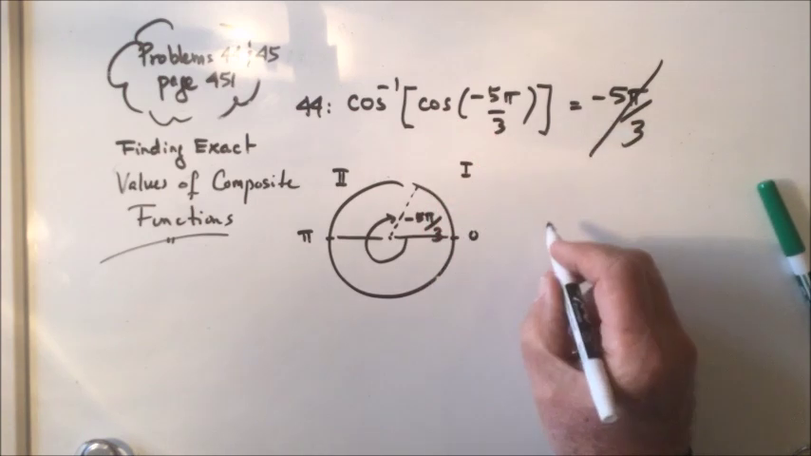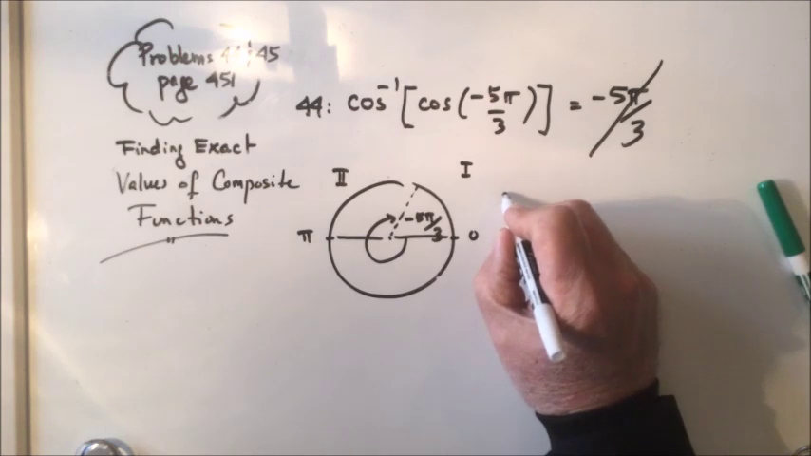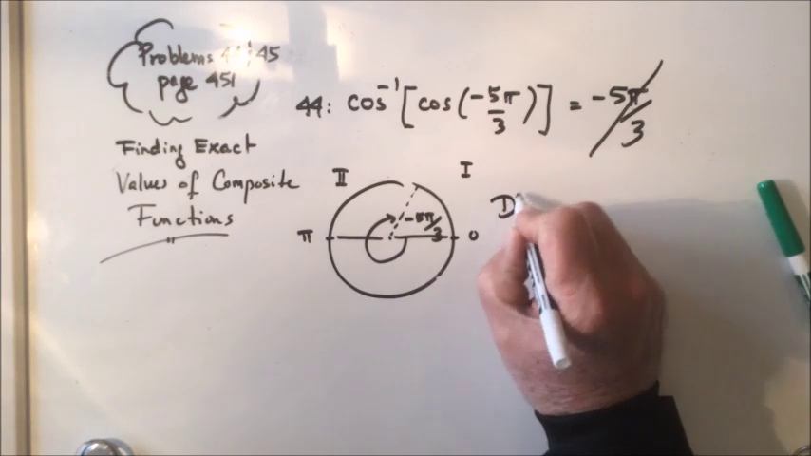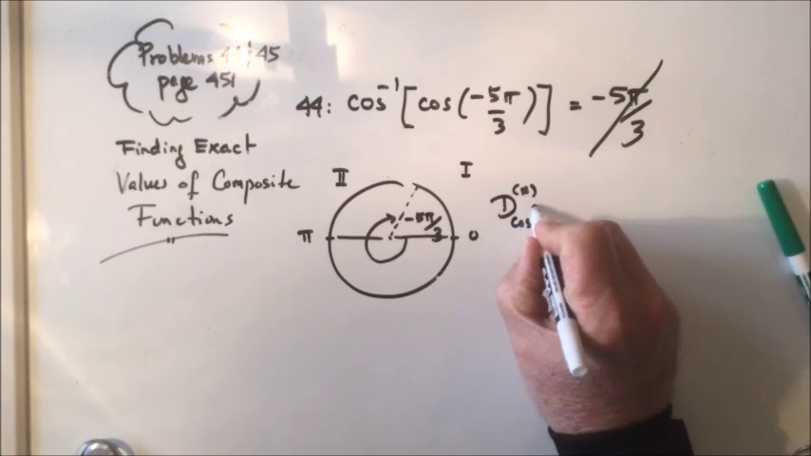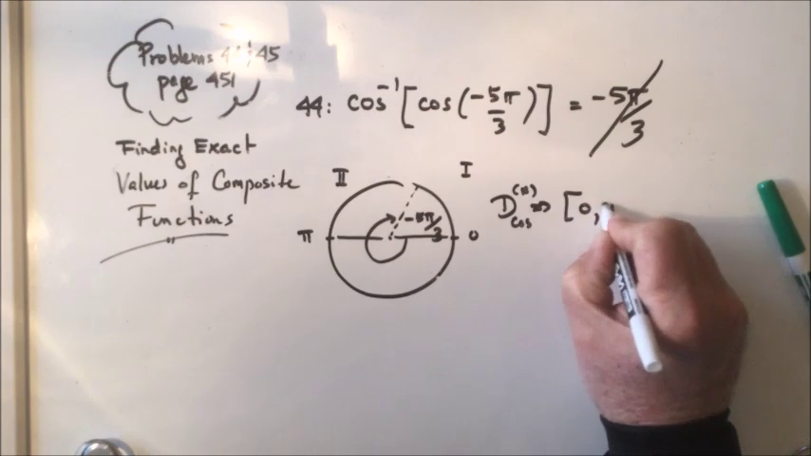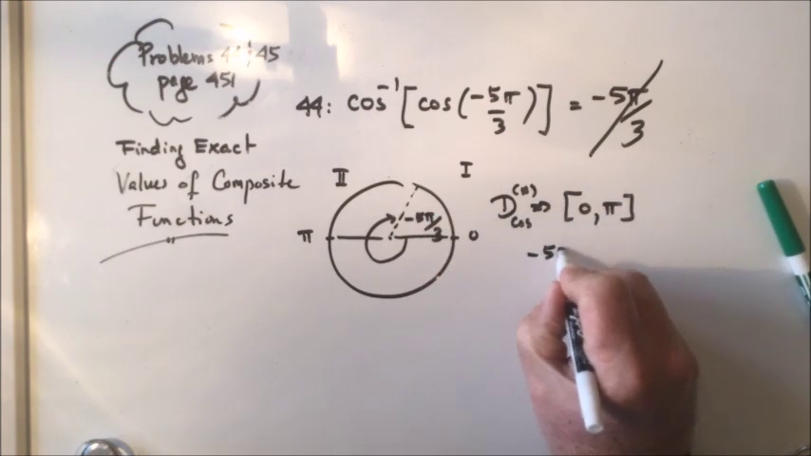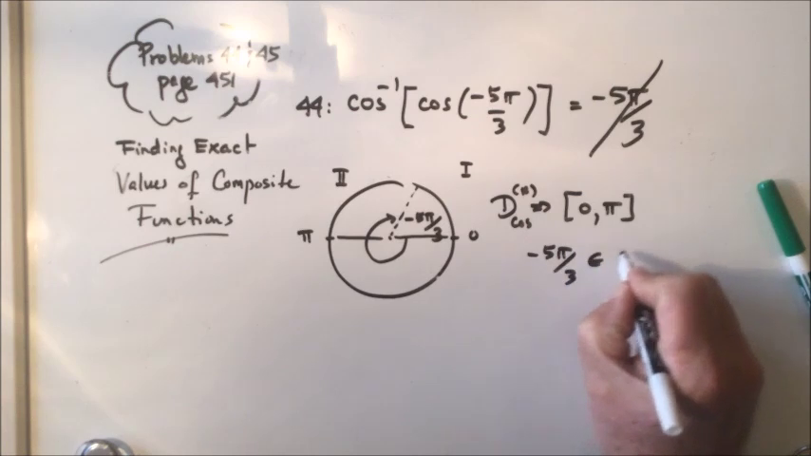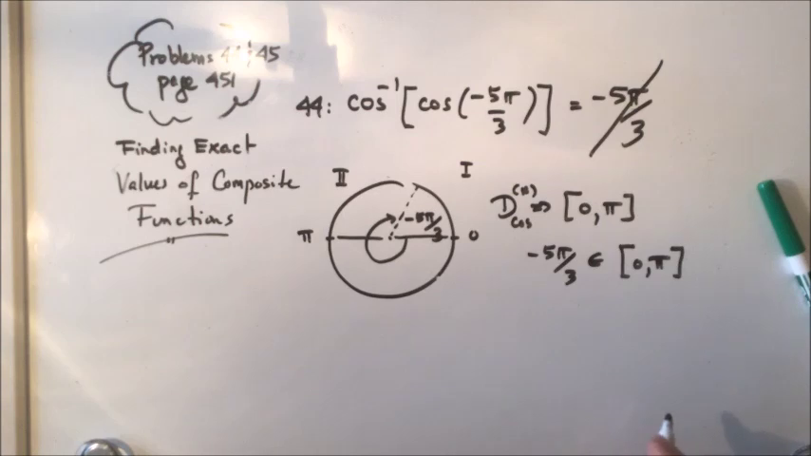It looks like it fell in the right place, but remember, the restricted domain of the cosine, restricted cosine, is the closed interval 0 to pi. Minus 5 pi over 3 is not an element of this. So, oh Lord, what do we do?